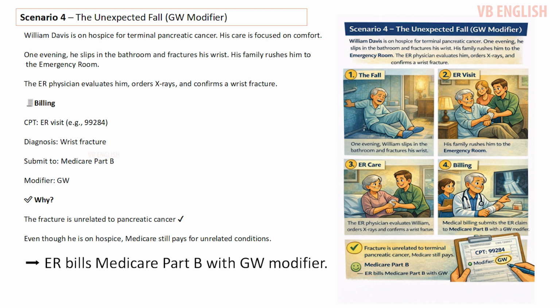Billing: CPT ER visit, example 99284. Diagnosis: wrist fracture. Submit to Medicare Part B, modifier GW. Why? The fracture is unrelated to pancreatic cancer. Even though he is on hospice, Medicare still pays for unrelated conditions. The emergency room bills Medicare Part B with the GW modifier.